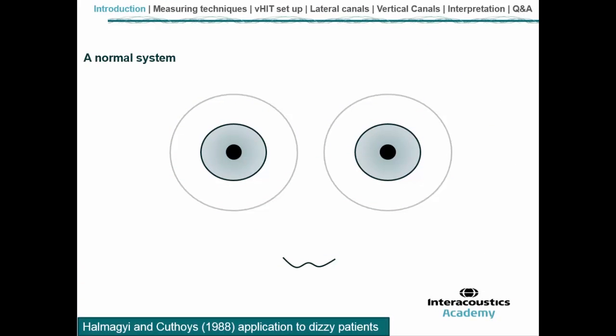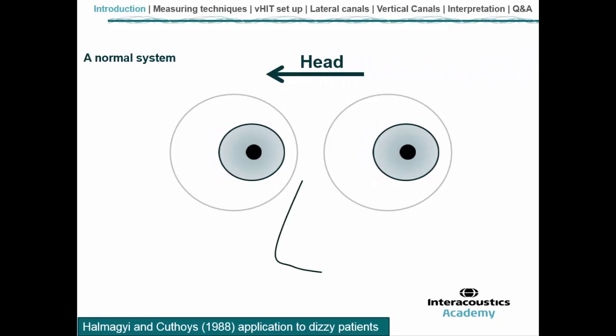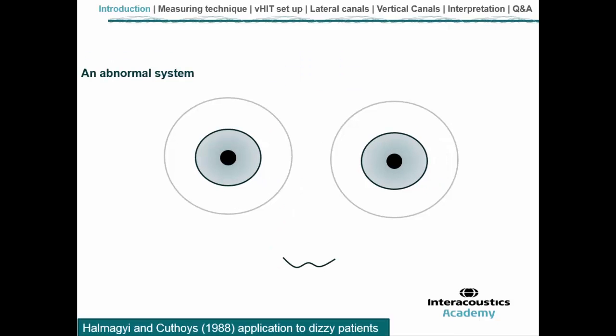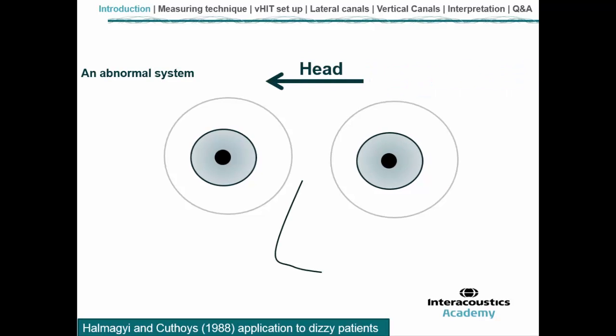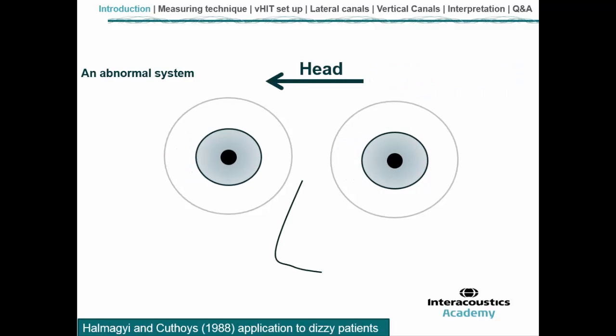For those of you that could not see the catch-up saccade, I'll quickly recap what happened. In a normal system, when the head moves, the eyes move equal and opposite to the head so that the eyes maintain vision on the target. In an abnormal system, when the head moves in one direction, the eyes move with the head and have to make a corrective jump back. It's this corrective jump back which we classify as the clinical sign that there's a vestibular problem.